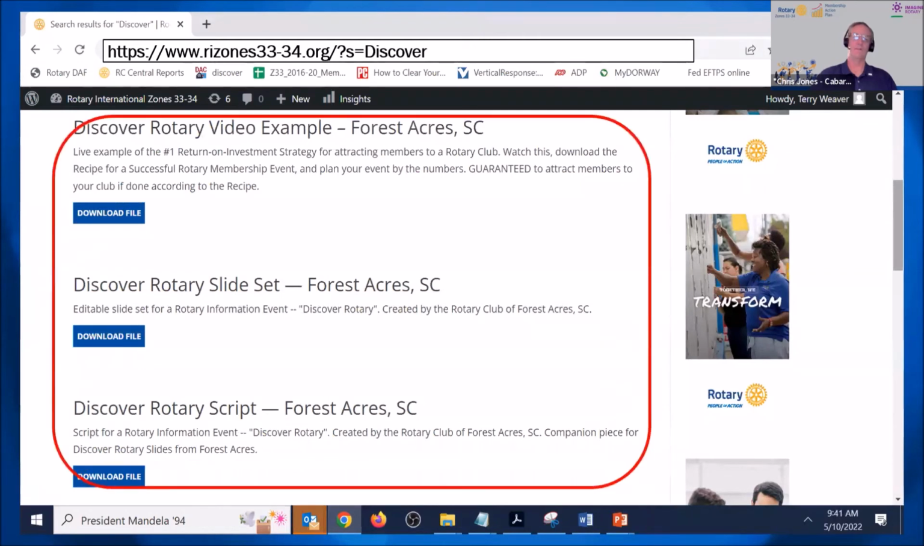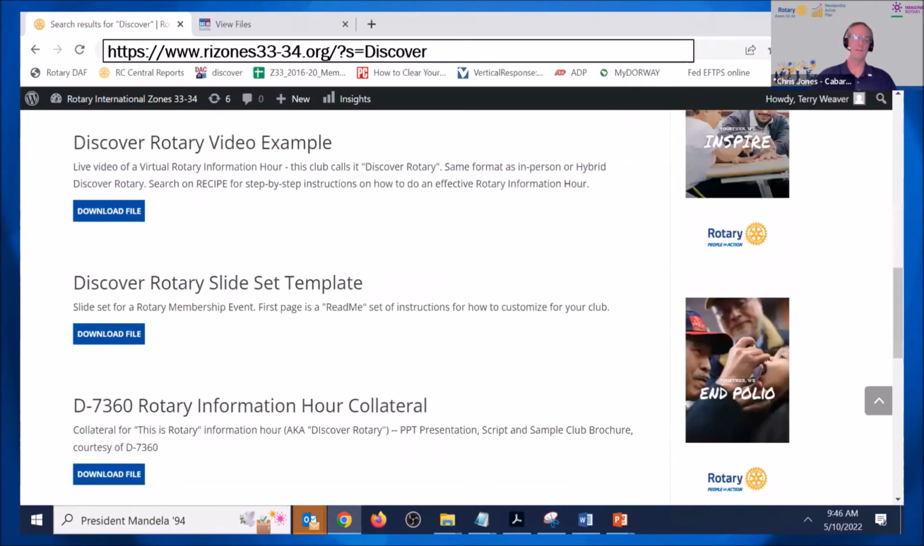Also, you're going to find video examples, a slide set deck. I've seen a couple of you asking questions about, will the slides be available? So yes, you can get them right off of this website. And of course, the script. And the script will be a much more involved script than what Sandy went through this evening in the brief demonstration that we did here.